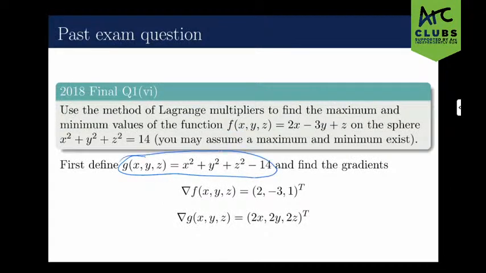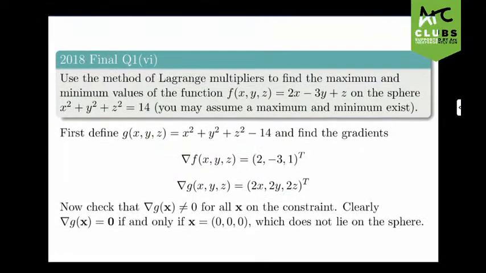So my constraint is g of x equals 0. Technically, it doesn't matter whether I subtract the 14 or not, but I think that's just conventional. So this is my constraint, and I want to find the points where this is true. So I need to find the gradients of f and g. That should be fairly simple.